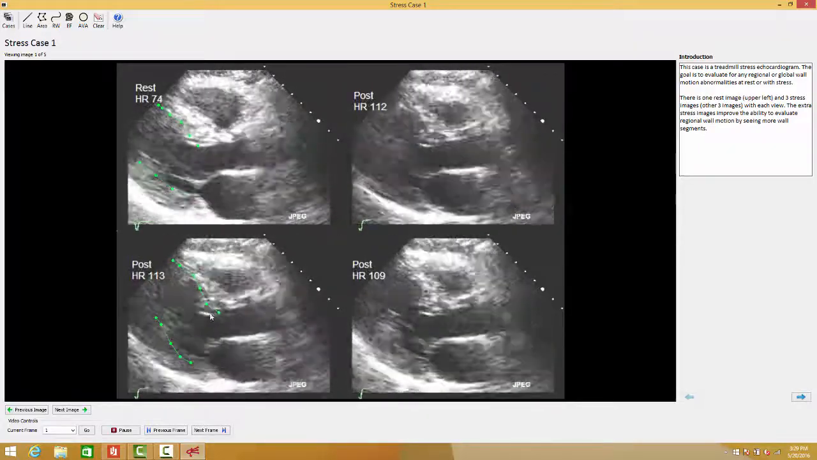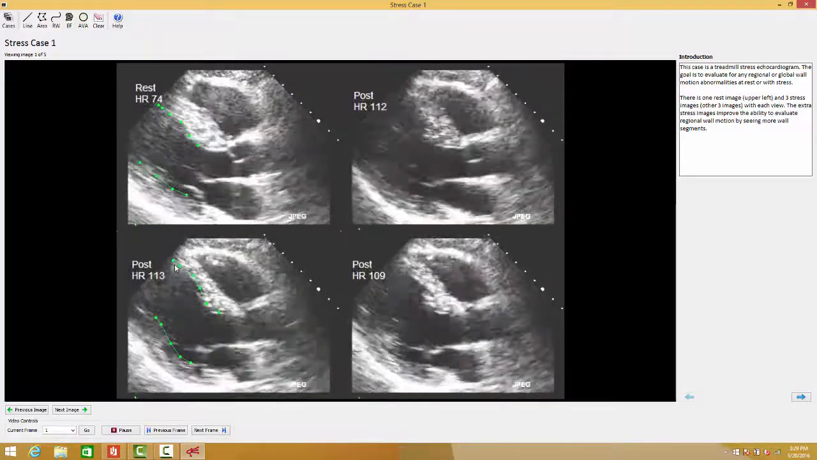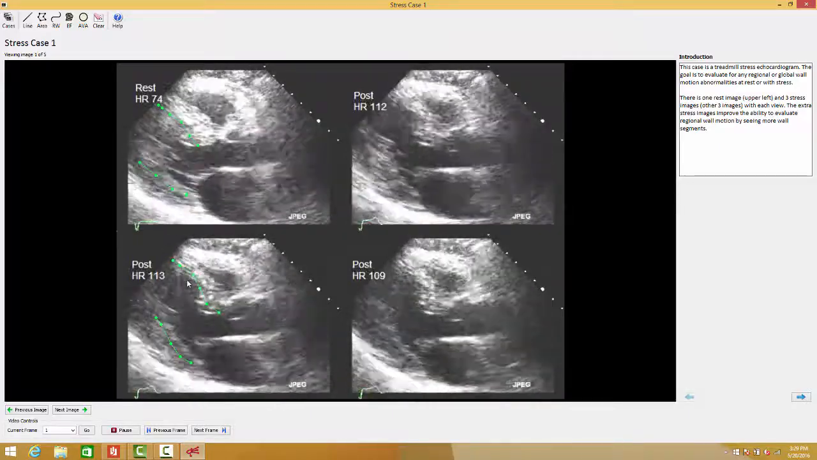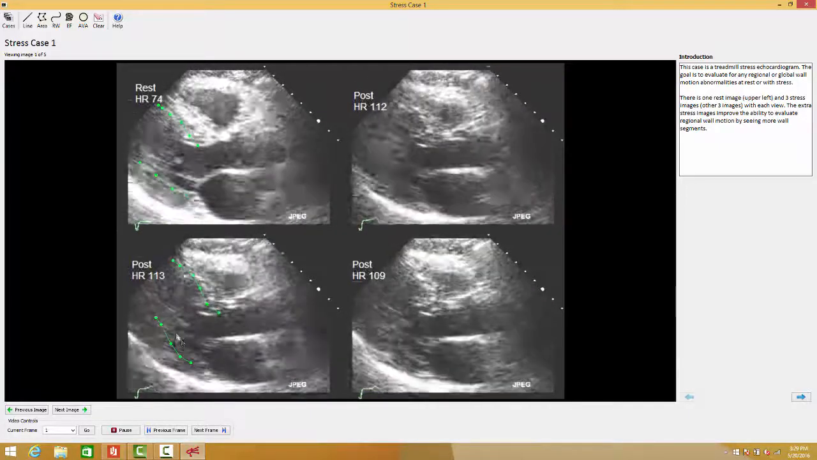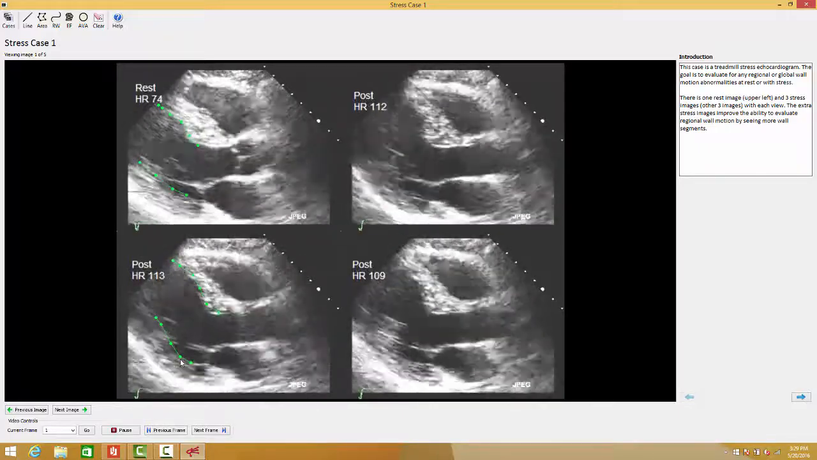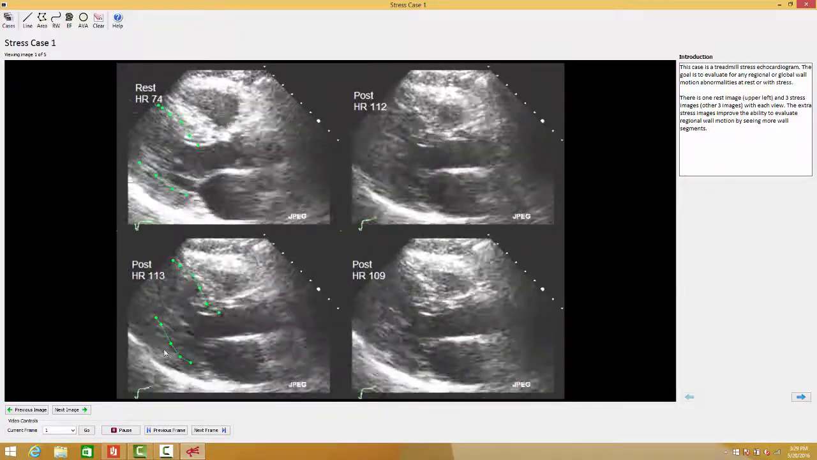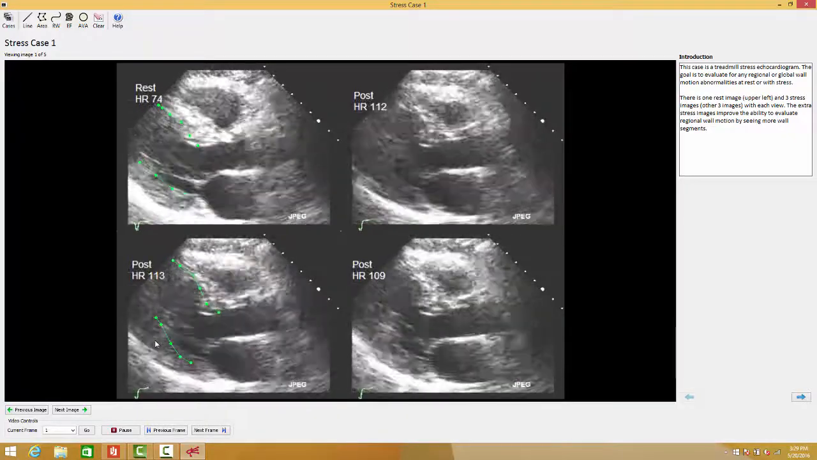You can see that the proximal septum is moving quite vigorously, whereas the more distal septum hardly moves at all. The posterior wall is continuing to move normally. By the way, I did use the word posterior rather than inferior lateral. That's a slightly difference of opinion by some places.